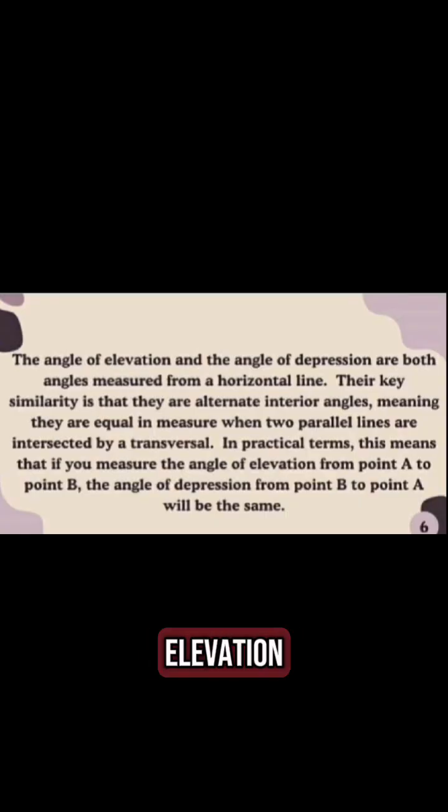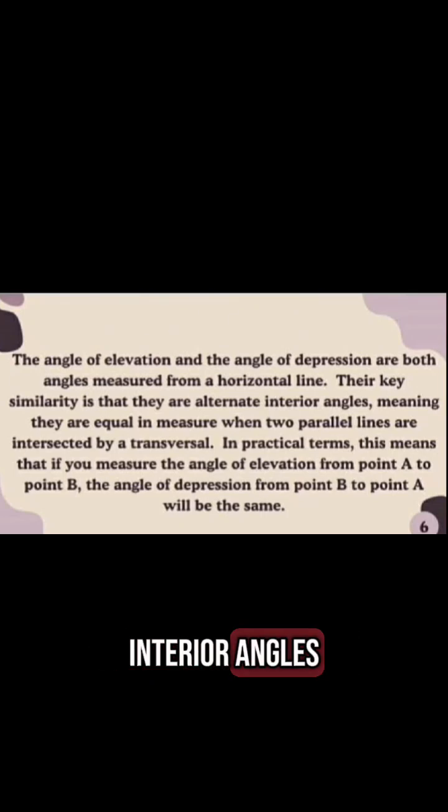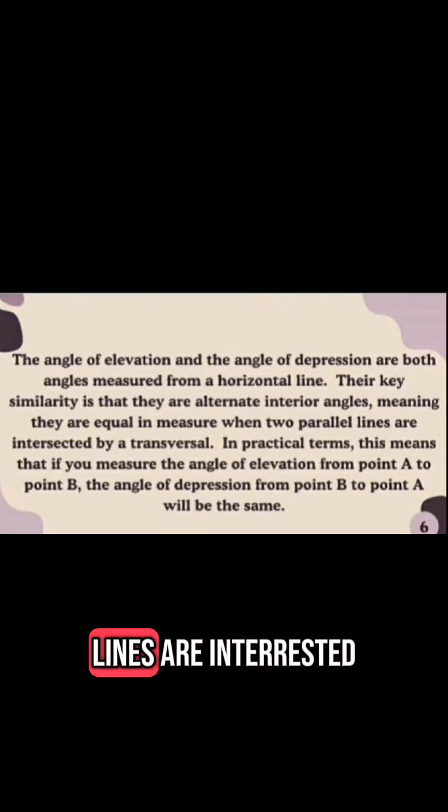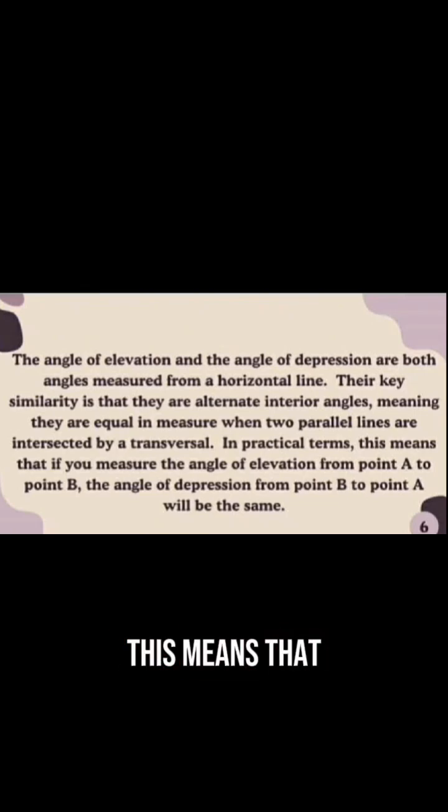The angle of elevation and the angle of depression are both angles measured from a horizontal line. Their key similarity is that they are alternate interior angles, meaning they are equal in measure when two parallel lines are intersected by a transversal. In practical terms, this means that if you measure the angle of elevation from point A to point B, the angle of depression from point B to point A will be the same. And that's all.